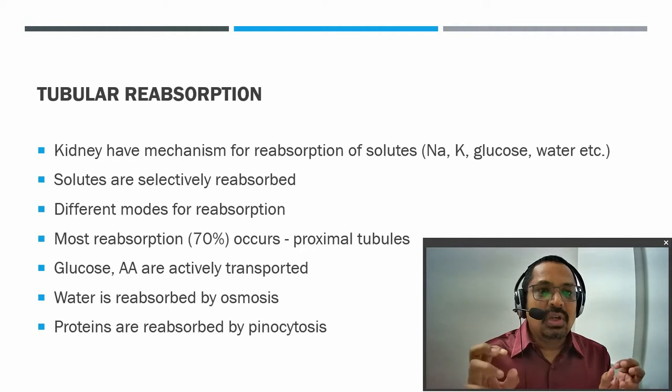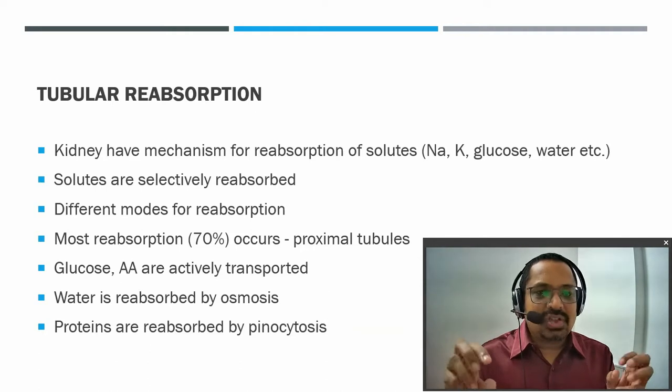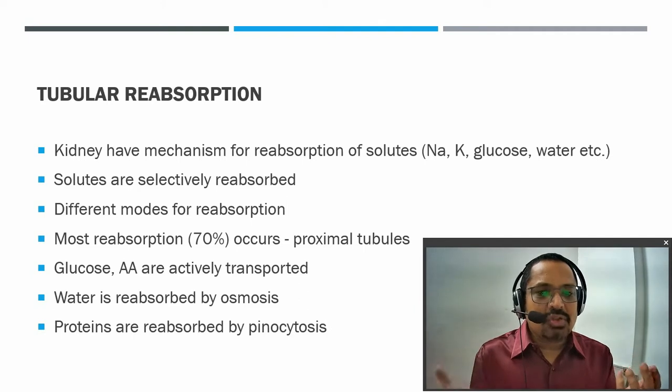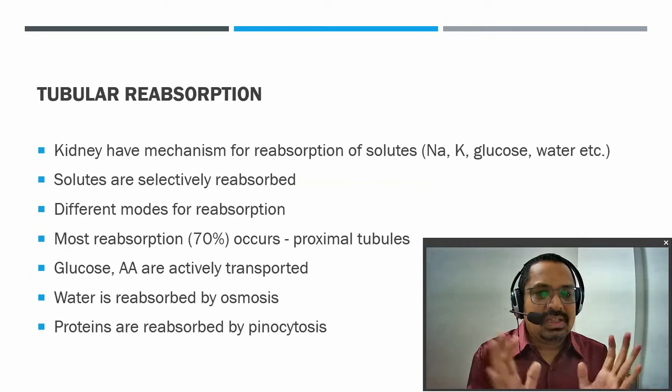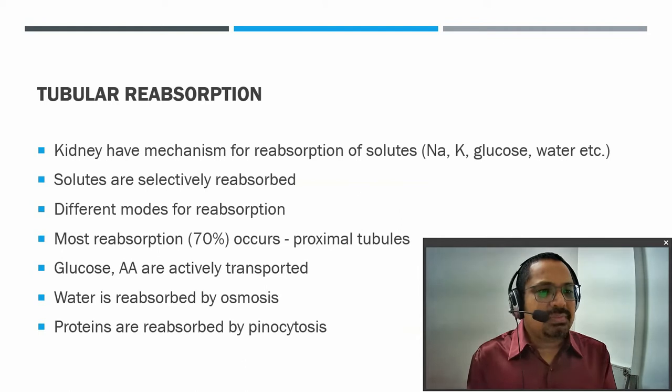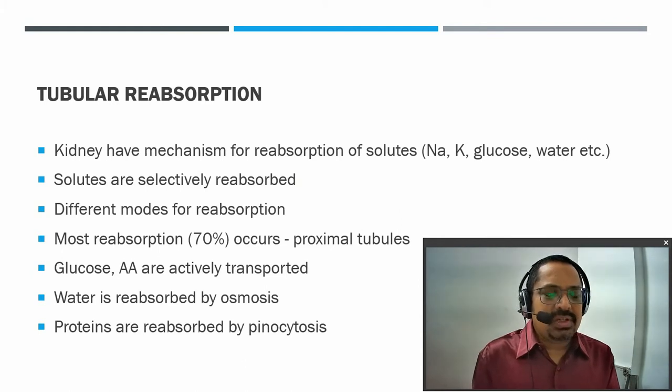So if you target a specific site over there, then you can selectively enhance the reabsorption. Reabsorption can be altered selectively. They have a very typical selectivity, and they have different modes of reabsorption. They are selective and they have separate modes. Most of the reabsorption, around 70%, takes place from the proximal tubule.